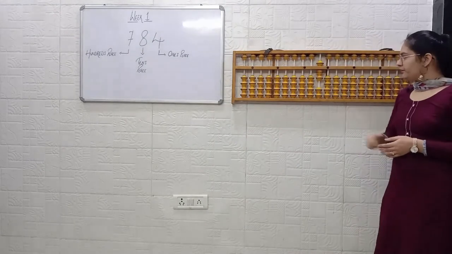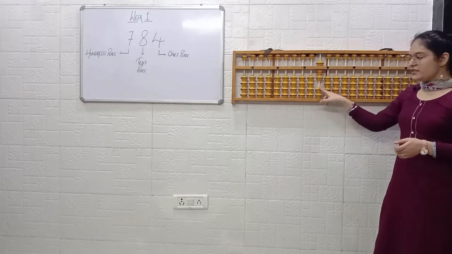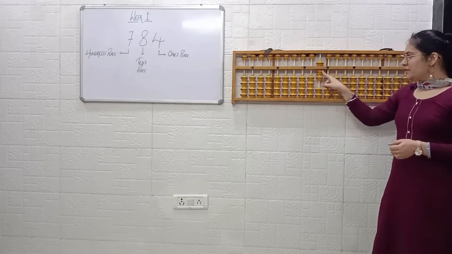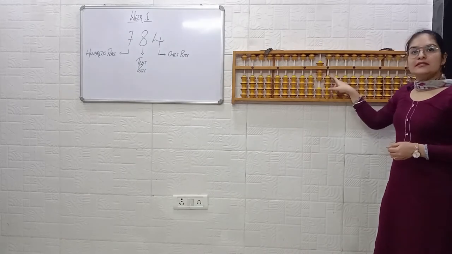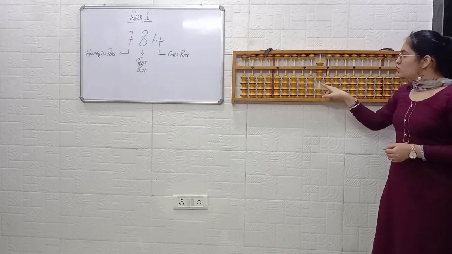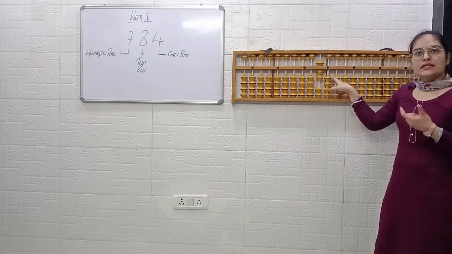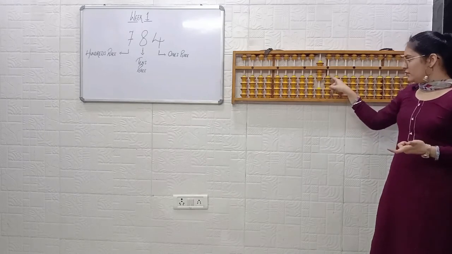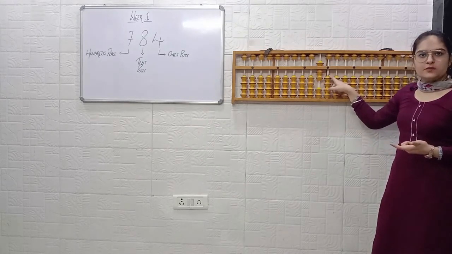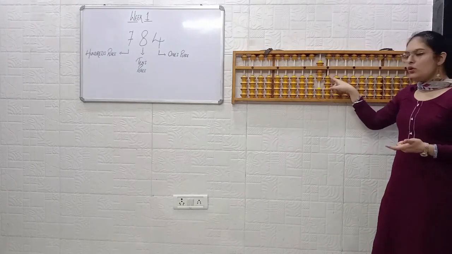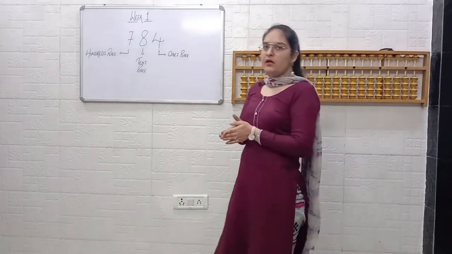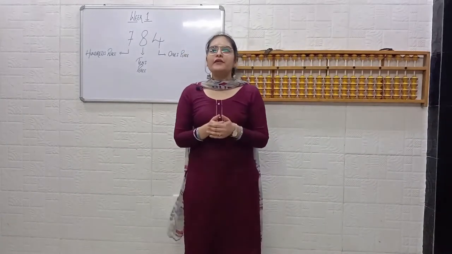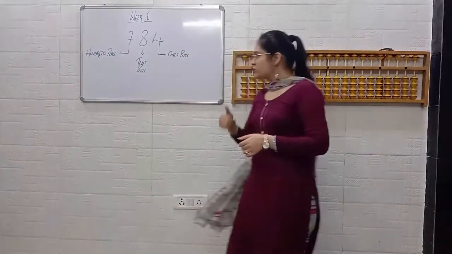Okay, now tell me. At tens place it's 5, 6, 7. Yes? And at ones place it's 0. So 7, 0, 70. It's not 7. We have 0 at ones place. Okay? So 7, 0, 70. Perfect. I hope it's clear till here. Now we will be including hundreds rod as well. Okay? So just pay attention.